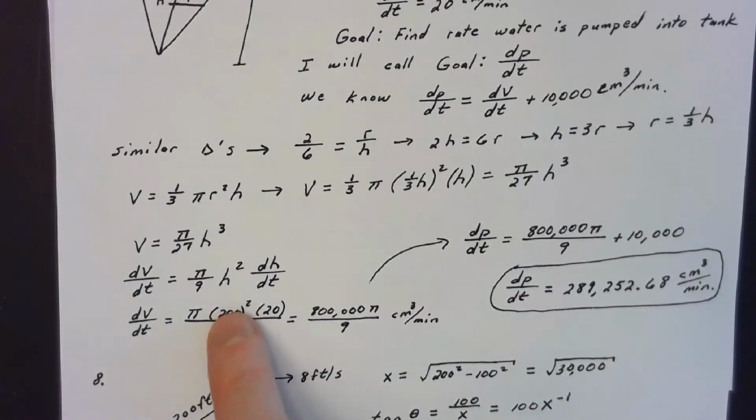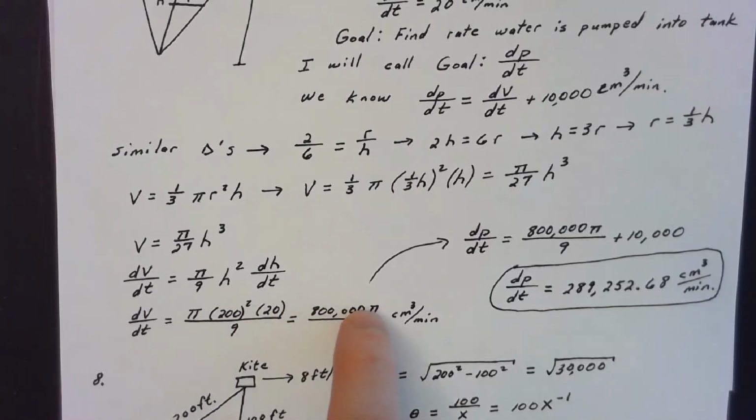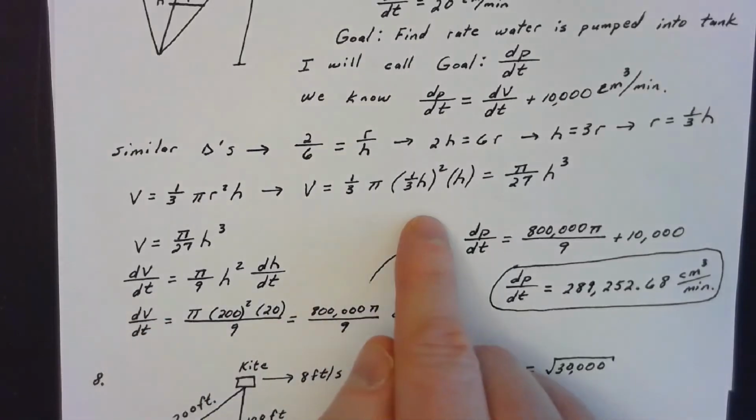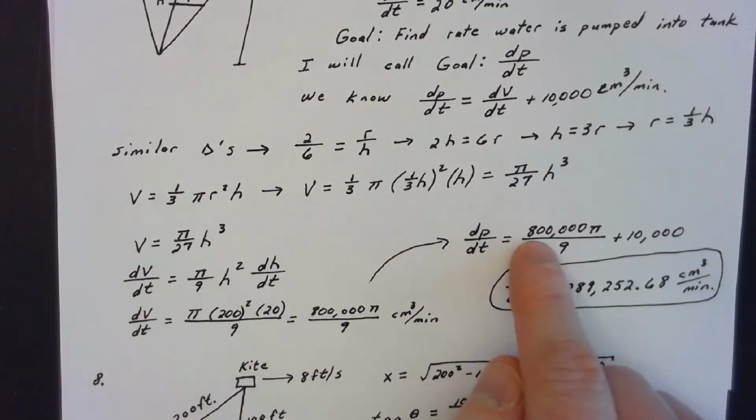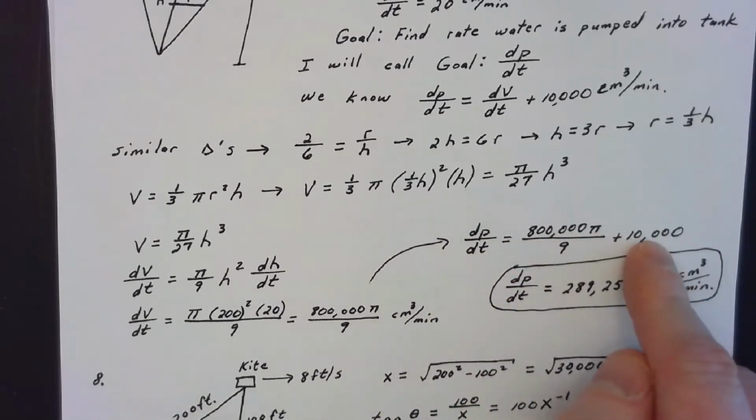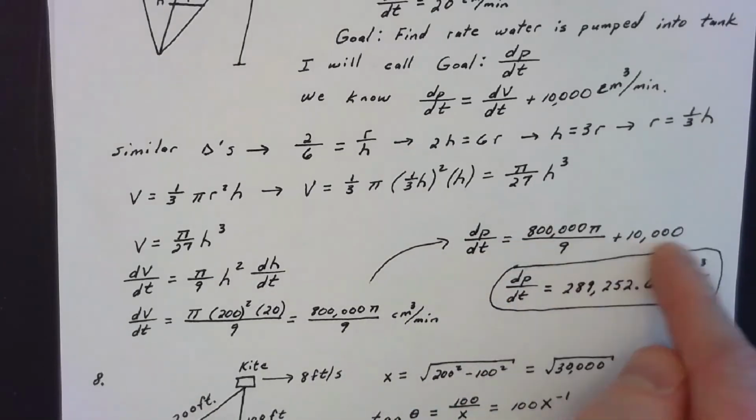I went ahead and simplified this. 200 squared, that would be 40,000. 40,000 times 20 is 800,000? No: 80,000. My numerator would be 80,000 pi, and then I have over 9 cubic centimeters per minute. But that's the change in the volume with respect to t. The rate at which water is being pumped in is going to be that change in volume plus how much was being leaked out. It has to make up for that amount. So plus 10,000 cubic centimeters there.